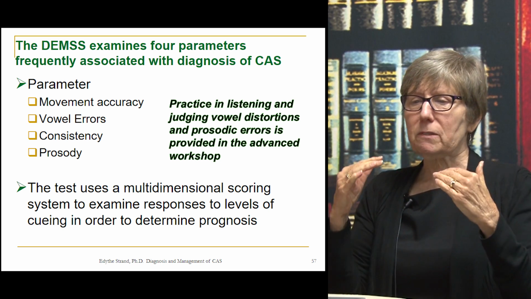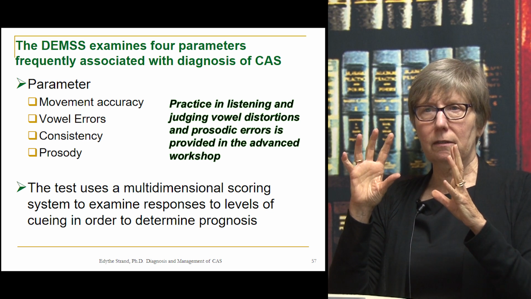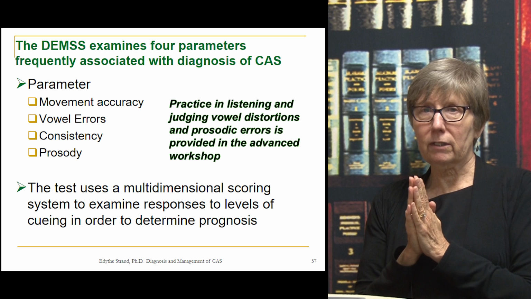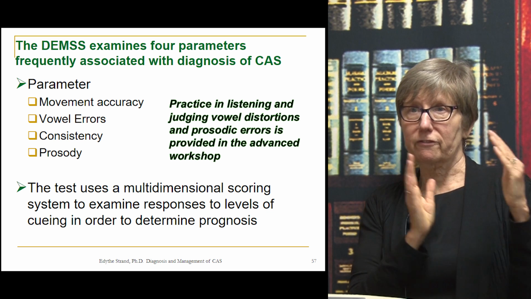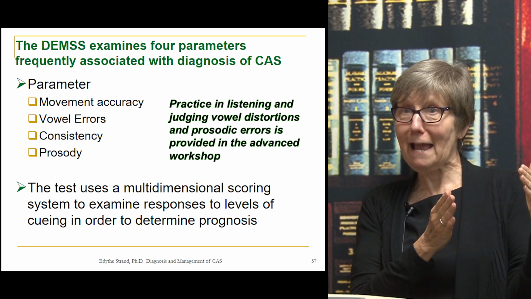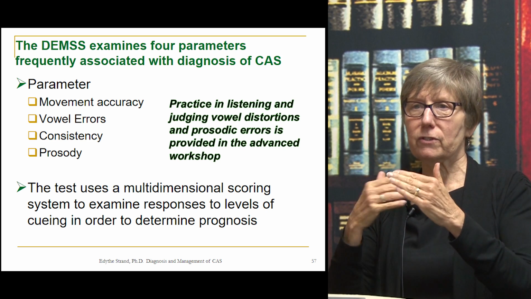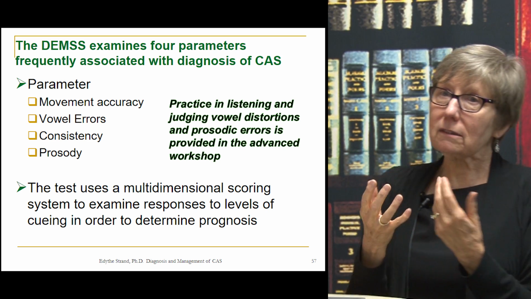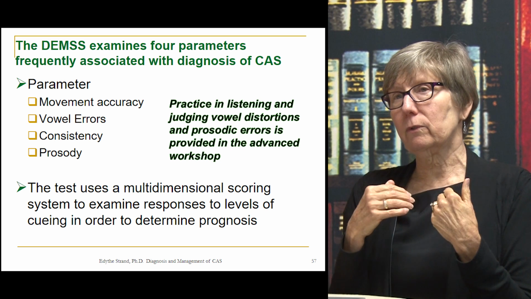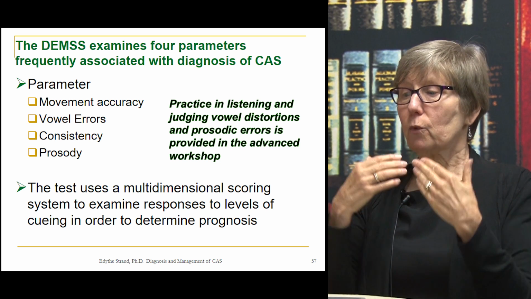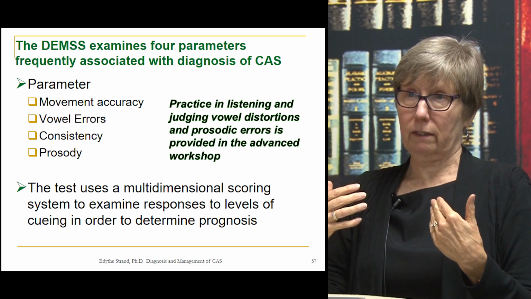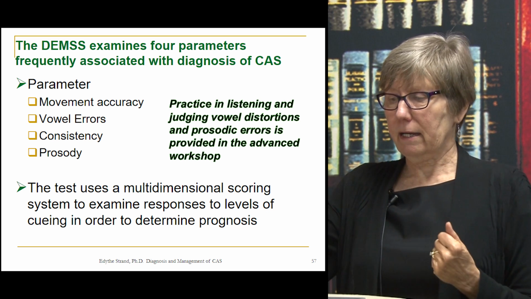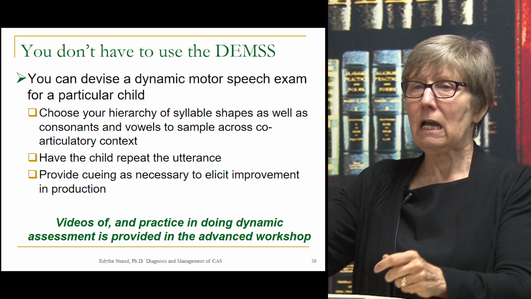As I said, each of these parameters is judged separately. Prosody and vowel errors are judged on the first try at the word, whereas the others are judged after all the cueing. The test also uses a multidimensional scoring system to examine and judge responses to levels of cueing. And that helps us, again, to determine severity and therefore prognosis.